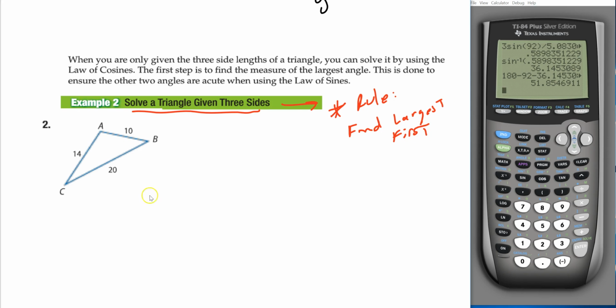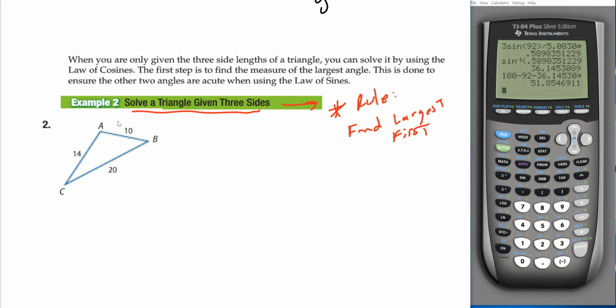Now if I just say, hey, find angle C, then that's fine. Just find angle C, who cares? But if I want you to solve the triangle, then the rule is you have to find the largest angle first. There's a reason for that. It's because the largest angle might be obtuse, and only cosine can do obtuse angles. Sine and tan can't do it. So law of sines is not going to work.